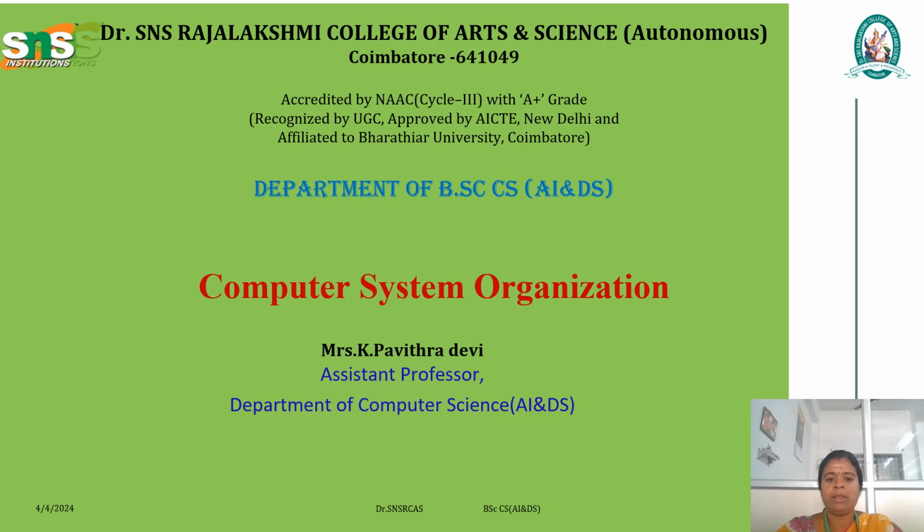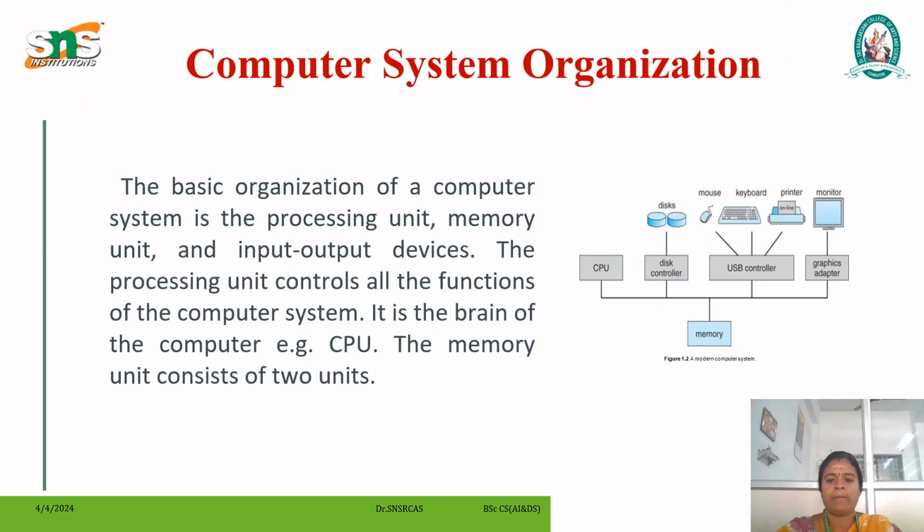Now I am going to take the class about computer system organization. The basic organization of the system is the processing unit, memory unit and input-output device. The processing unit controls all the functions of the computer system; it is the brain of the computer, for example, the CPU. The memory unit consists of two units: one is an arithmetic unit and another is a logical unit.